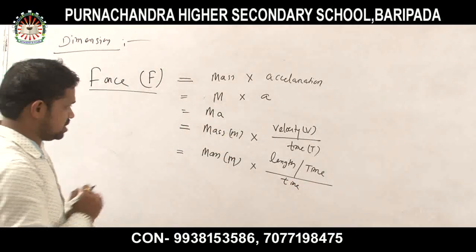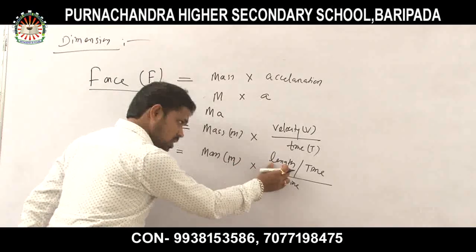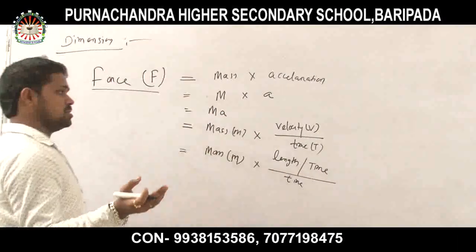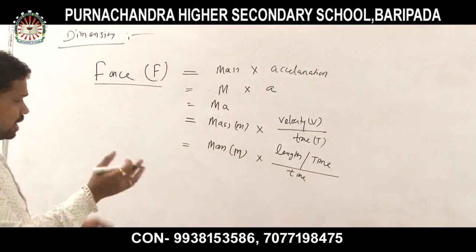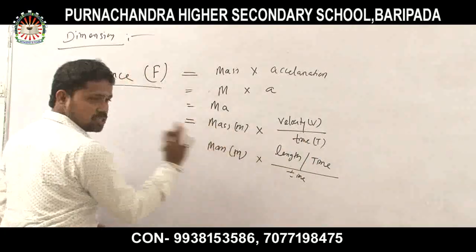Now look at this expression. Mass is a fundamental or basic quantity. Length is also a basic one. Time is also a fundamental physical quantity. Now we have converted to this. Next, we find out the dimension of this expression.